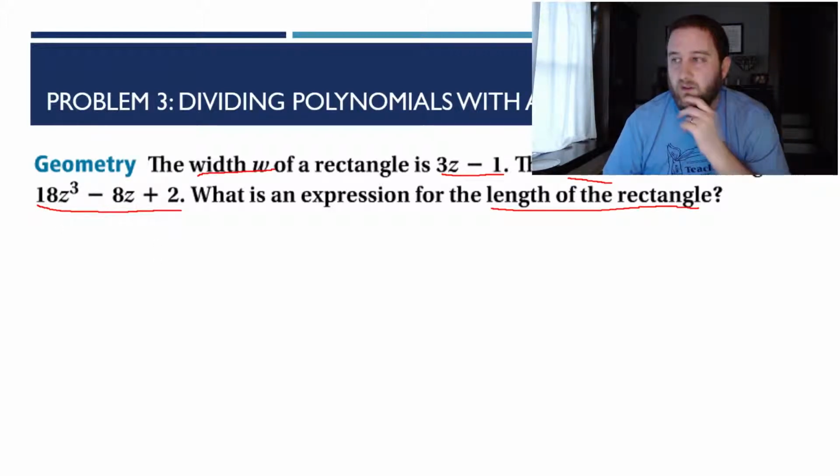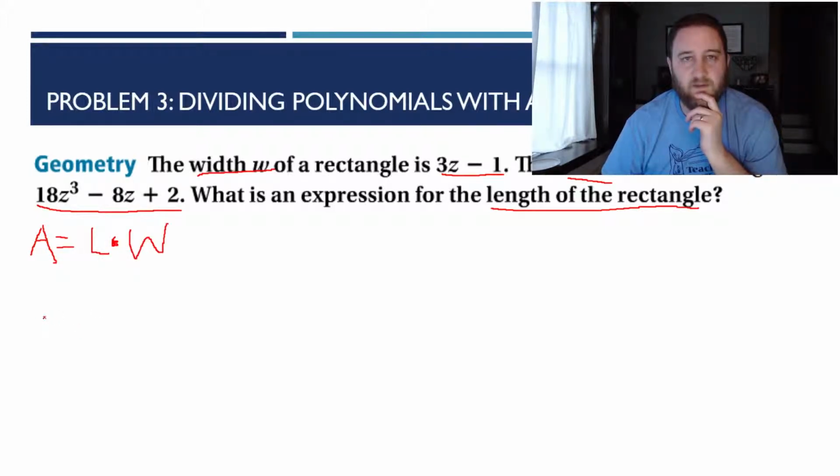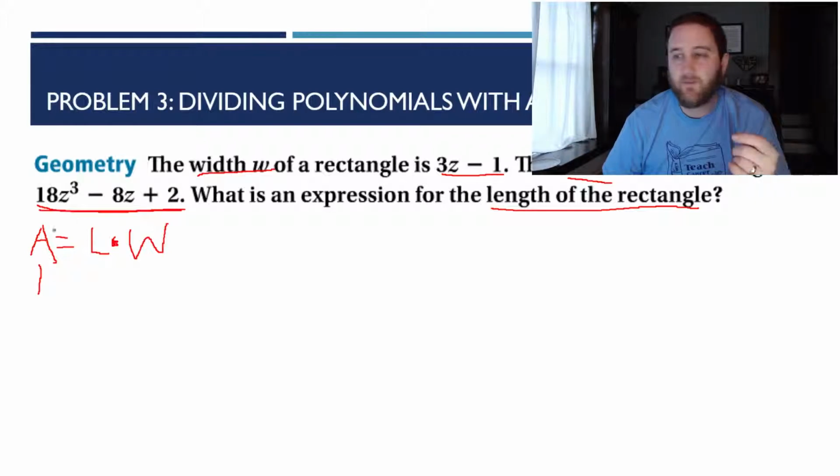If you remember, we're talking about the area of a rectangle. Area of a rectangle is simply length times width. Now remember, it's difficult for me to write with a mouse, so my handwriting is going to be pretty sloppy, but I'll try my best to be as neat as I can. So area is equal to length times width. We're given the area, that's 18z cubed minus 8z plus 2. We are given the width as well, the width is 3z minus 1. And then we're missing the length, so we want to solve for the length of this rectangle.